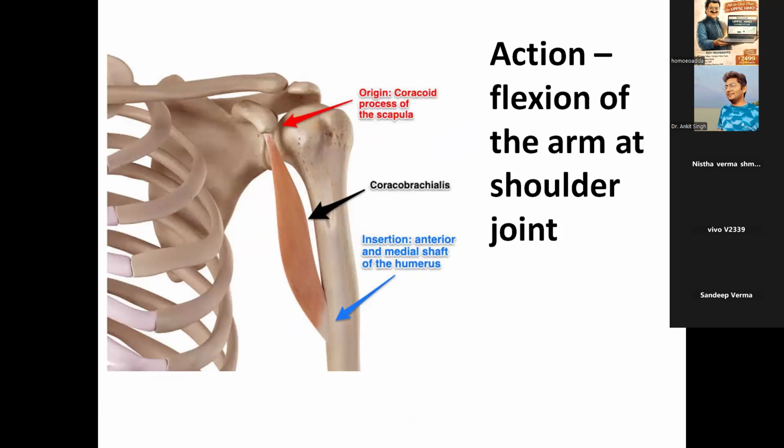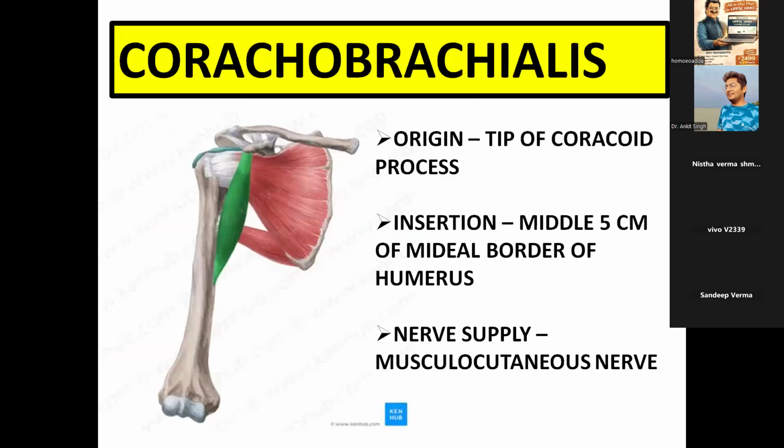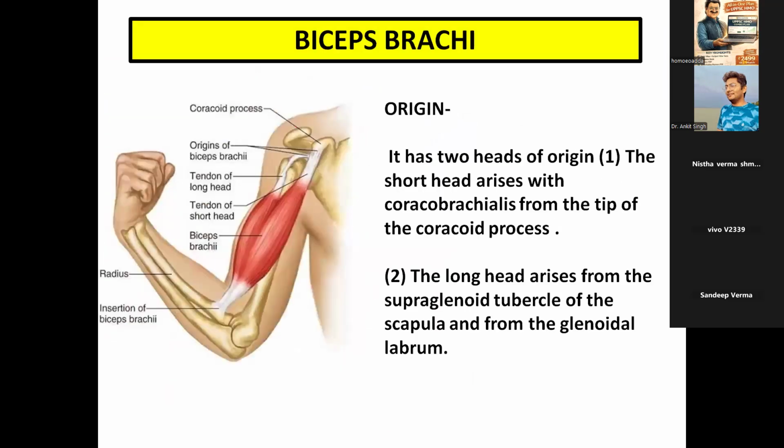While the action is flexion. Why? You see, most of the muscles are from the flexor compartment, right? So based on this, the action is also very obvious that it will be helping in the flexion. So it helps in the flexion of the arm at the shoulder joint. So that is regarding the first muscle, that is the coracobrachialis. We quickly move towards our next muscle, that is the biceps brachii.